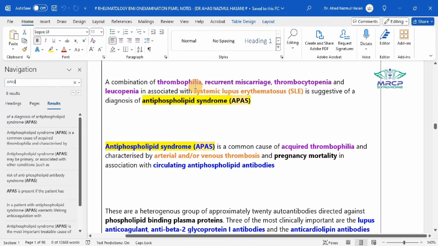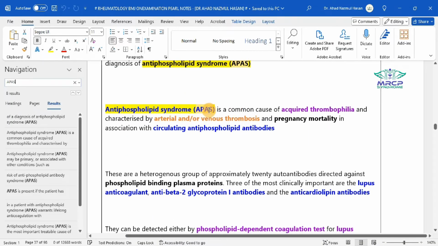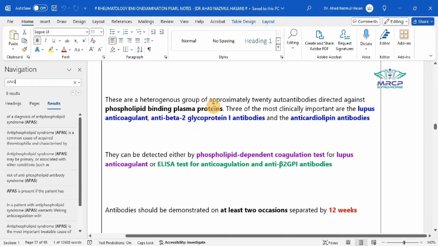A combination of thrombophilia, recurrent miscarriage, thrombocytopenia, and leukopenia is associated with SLE, and suggests the diagnosis of antiphospholipid antibody syndrome. Antiphospholipid antibody syndrome is a common cause of acquired thrombophilia characterized by arterial or venous thrombosis and pregnancy morbidity in association with circulating antiphospholipid antibodies. There are a heterogeneous group of approximately 20 autoantibodies directed against phospholipid-binding plasma proteins. Three of the most clinical importance are the lupus anticoagulant, anti-beta-2 glycoprotein 1 antibodies, and the anticardiolipin antibodies.